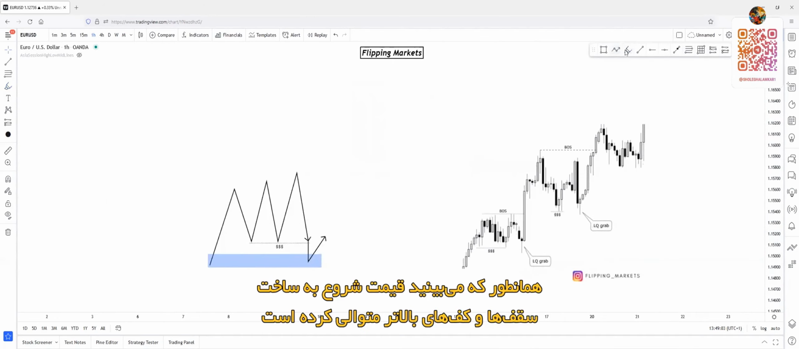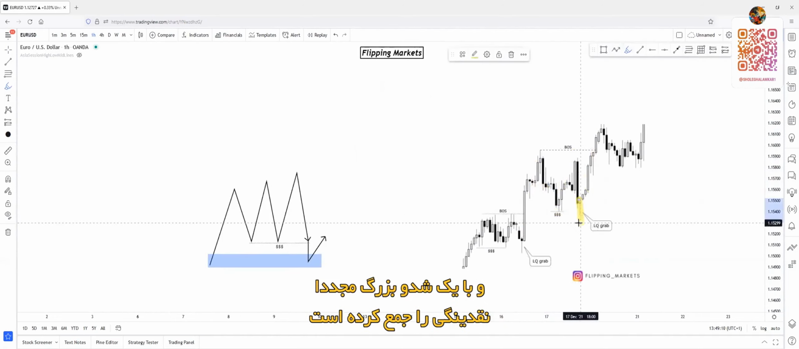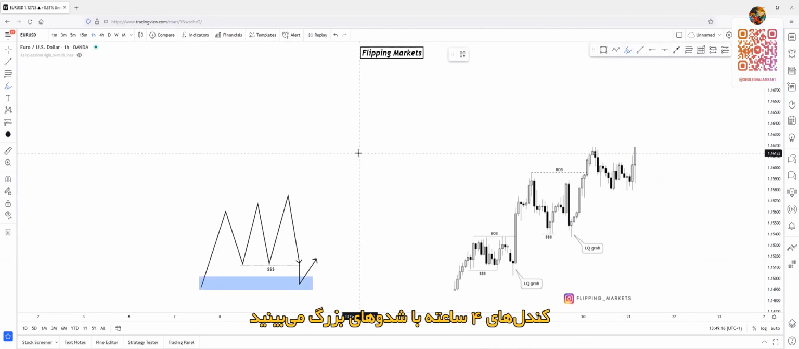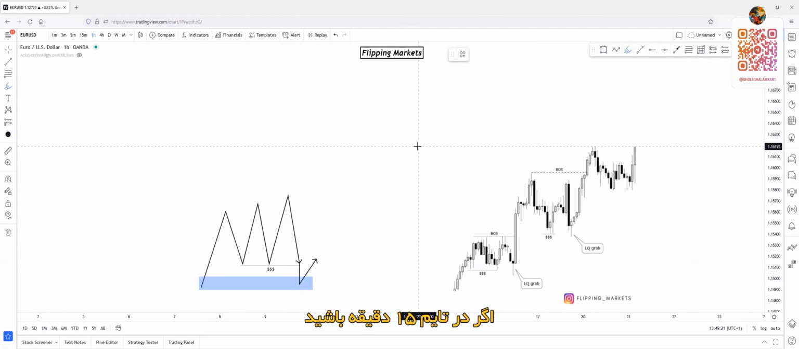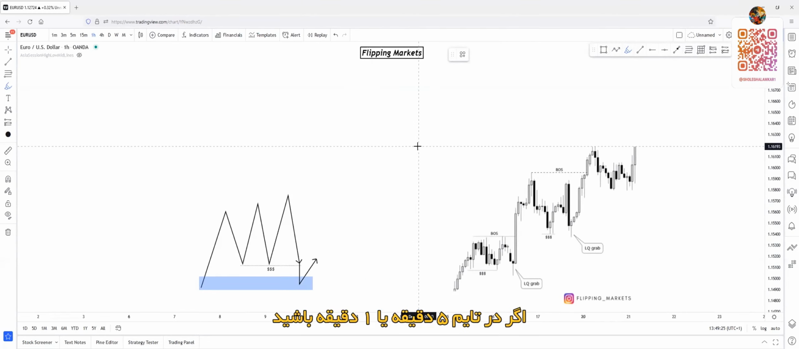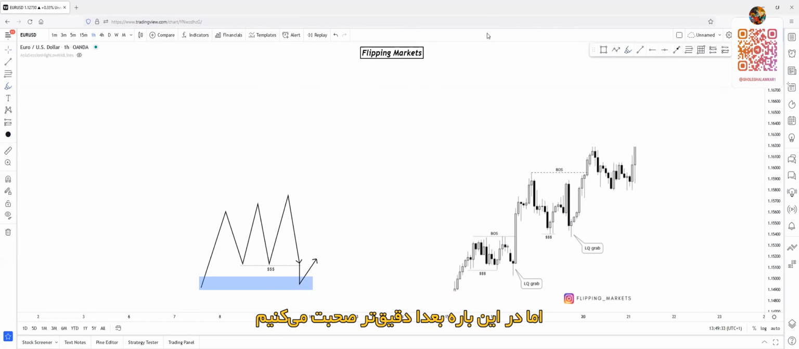Okay, as you can see, price started to form a series of higher highs and higher lows, created liquidity here again, and with a huge wick, it swept the liquidity from that region too. So yeah, if you're on the 4-hour chart, you will want to see the 4-hour candle create a huge wick. If you're on the 15-minute chart, you want to see a 15-minute candle create a huge wick and the liquidity sweep. If you are on the 5-minute and the 1-minute chart, you want to see a 5-minute or a 1-minute candle create the liquidity sweep. But we will talk about this more precisely later.